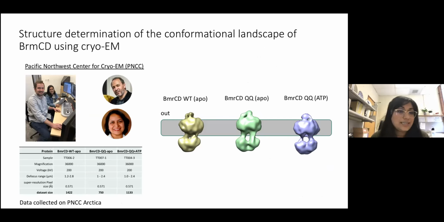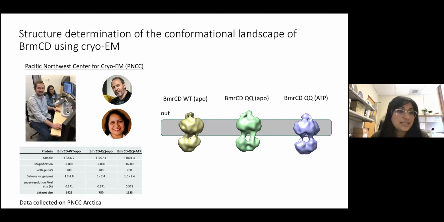And so we moved forward with data collection on a catalytically inactive mutant, which seemed to be more stabilized than the wild type. And we learned from our work with TmrAB and Dr. Tampé's work on TmrAB, showing the utility of mutations in stabilizing these dynamic proteins.